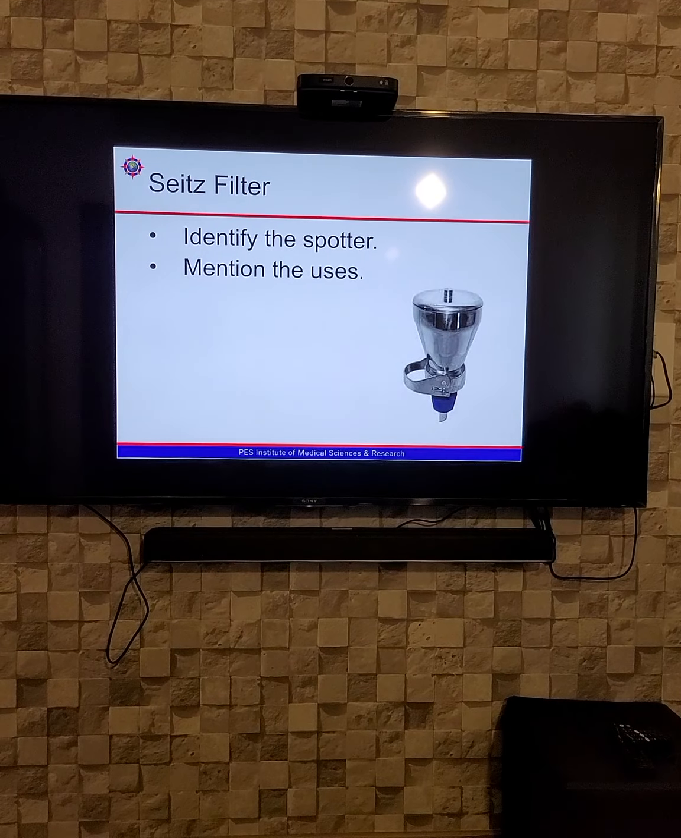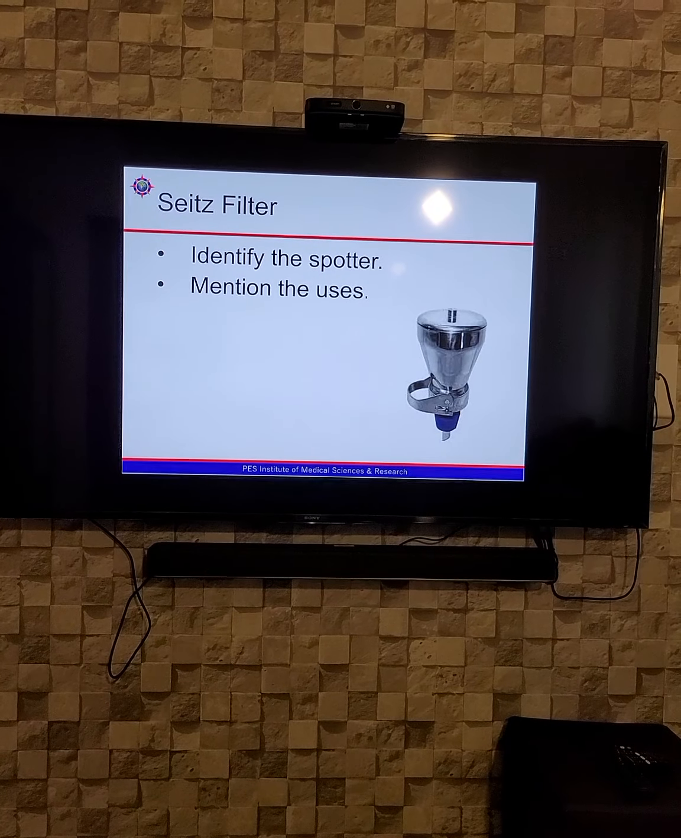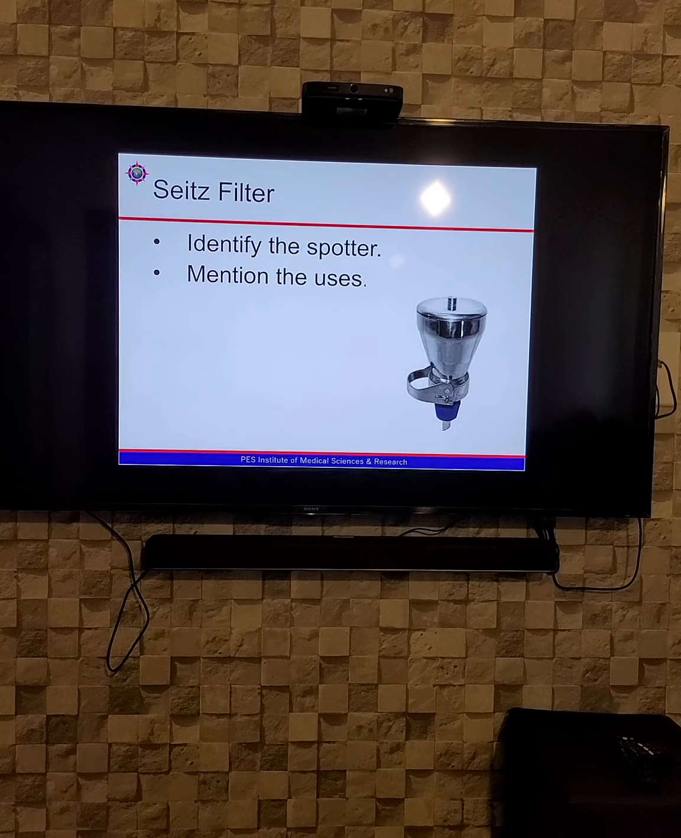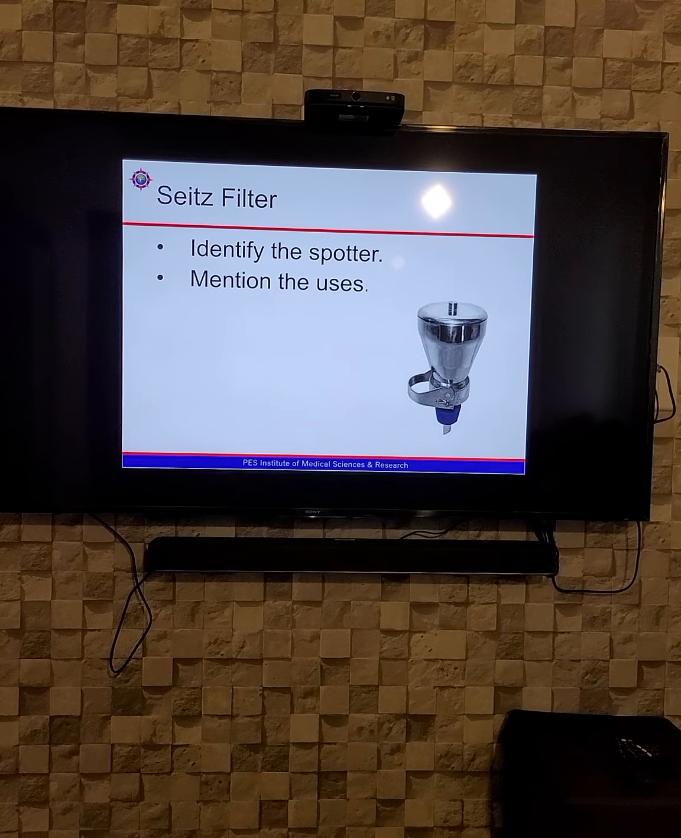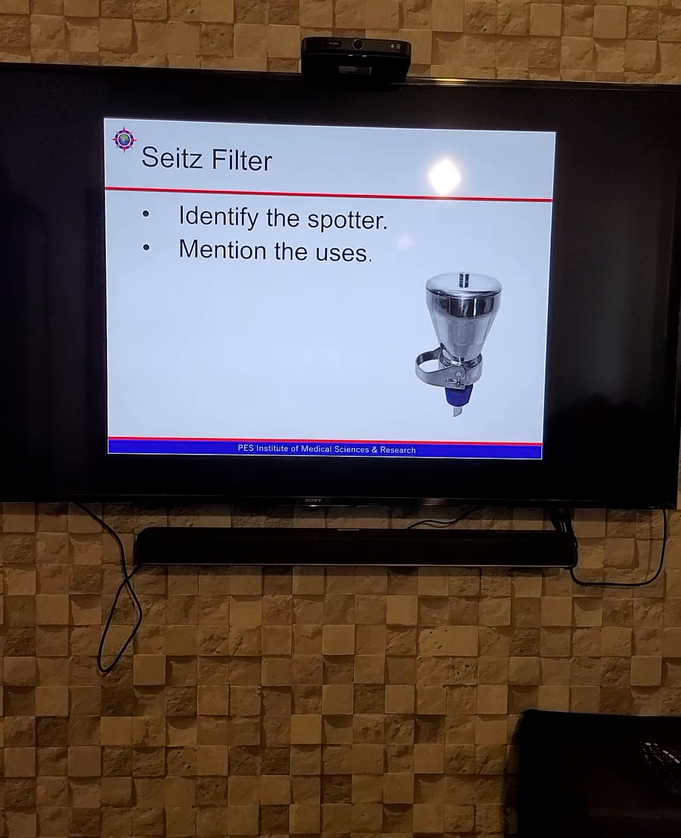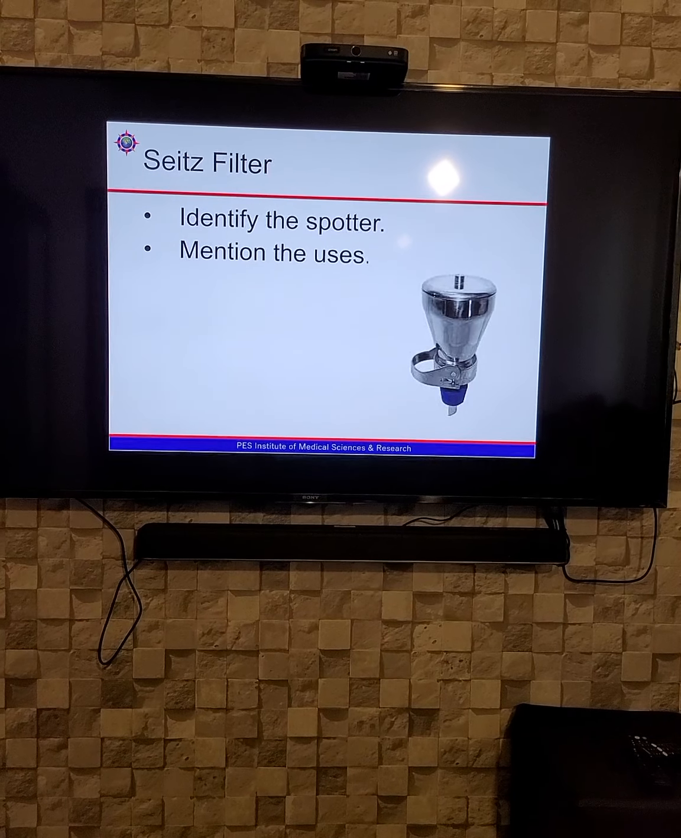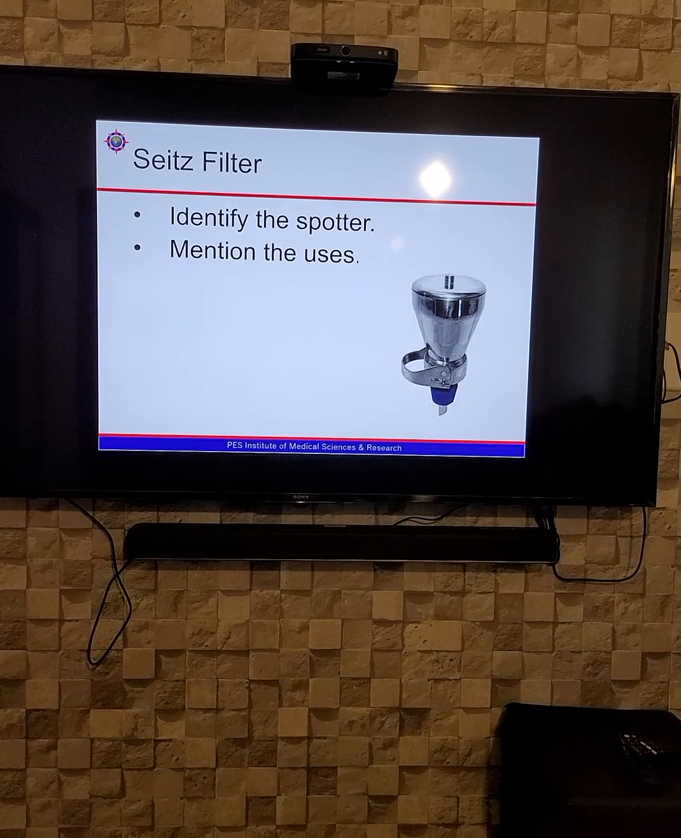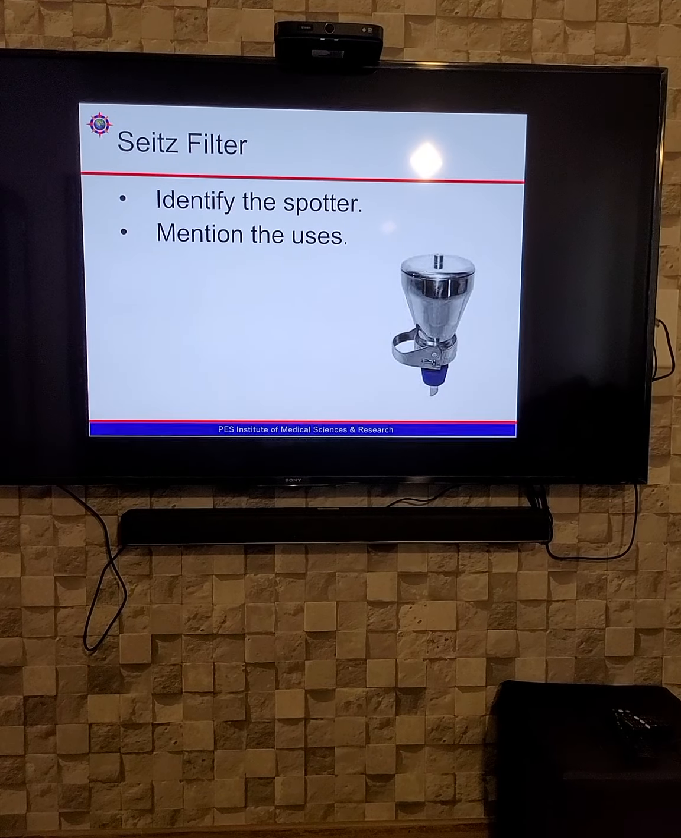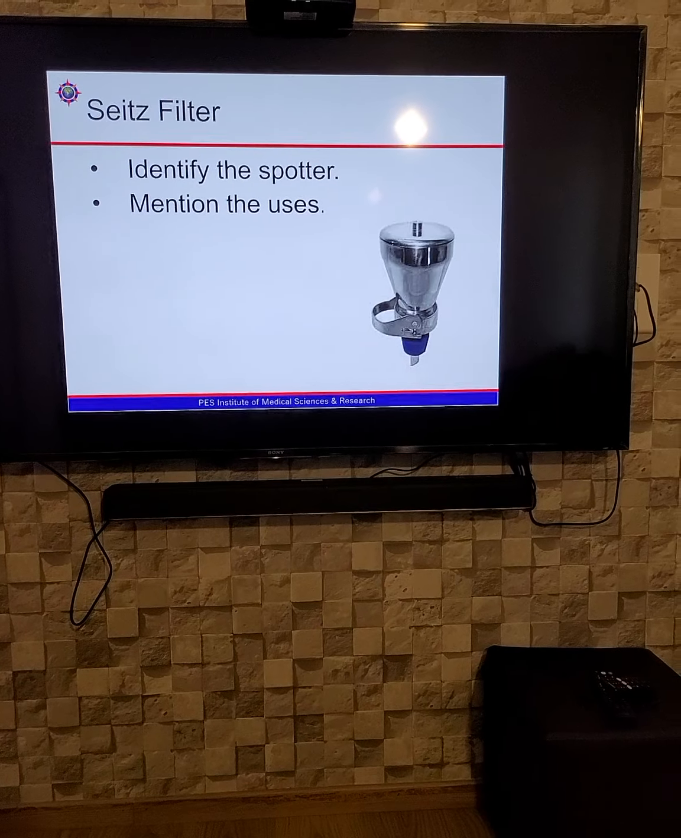This is a spotter in general microbiology. This is Seitz filter, used to sterilize material that gets destroyed in the autoclave. The disc that is used for sterilization is asbestos. Seitz filters are used for sterilizing sugar solution, antibiotic solution, and sugar solutions.